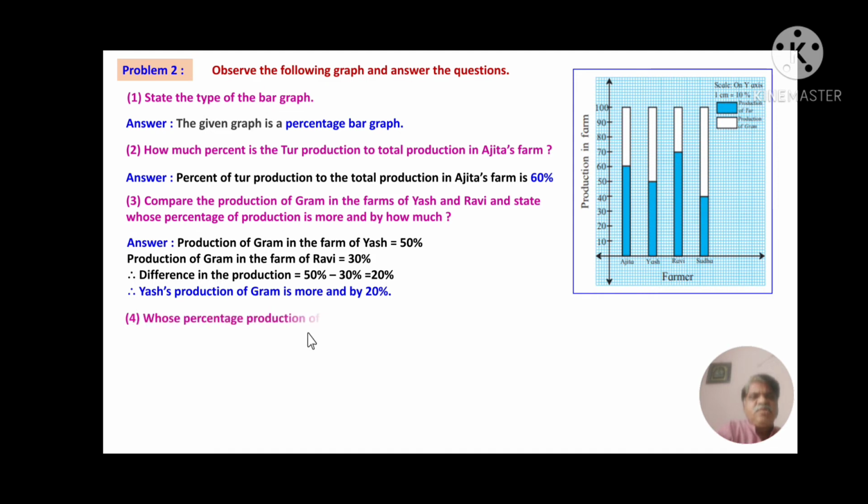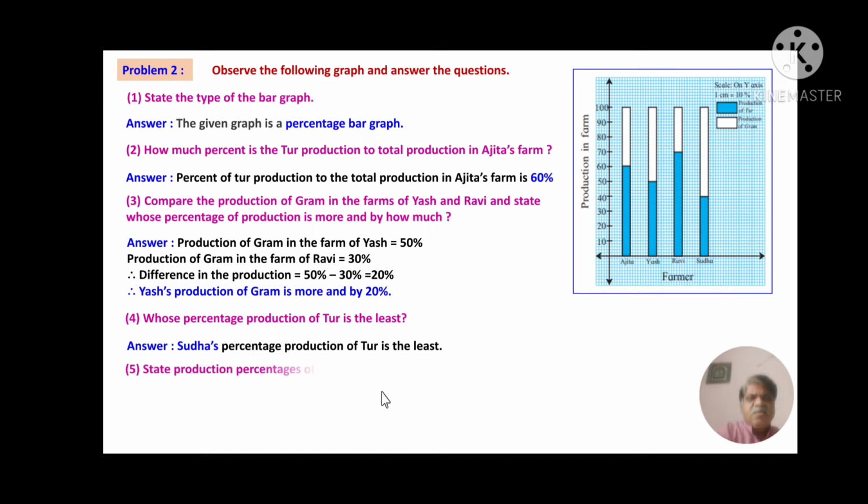Whose percentage production of tur is the least? So tur means this dark color, as you could see here, and the one who is going to produce the least tur is Sudha. Whose percentage production of tur is least.